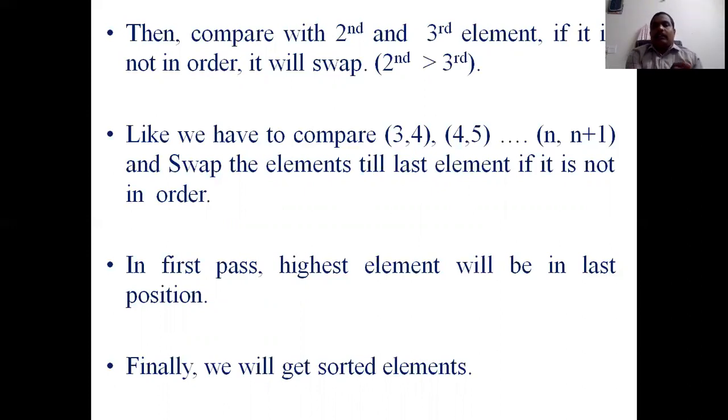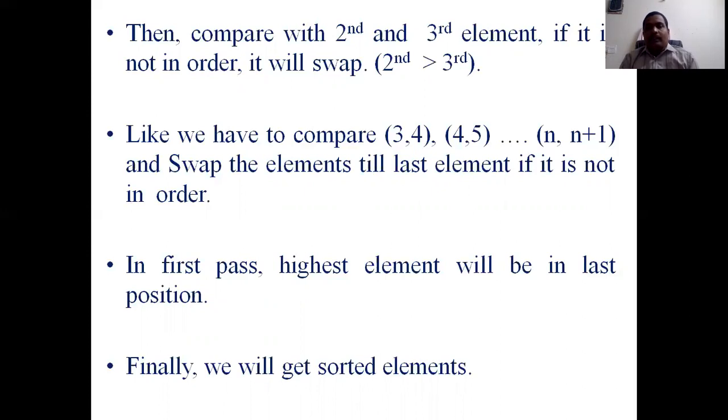The array starts at index 0 and goes to n minus 1. Till the last element we are swapping, which means in the first round the highest element will be in the last position. So one complete set is over, then we go to the second time. So how will it be sorting? The first time, the highest element goes to the last position.